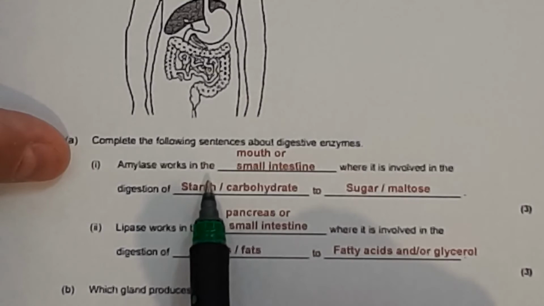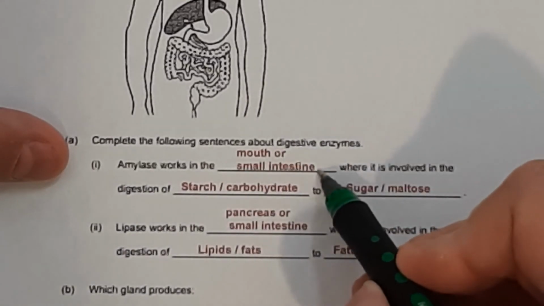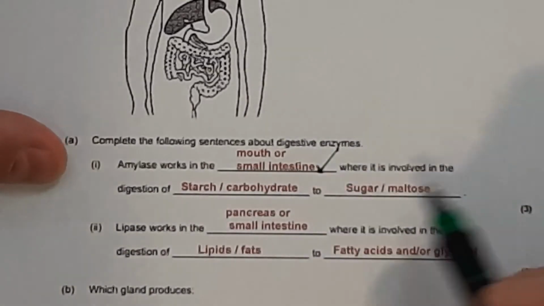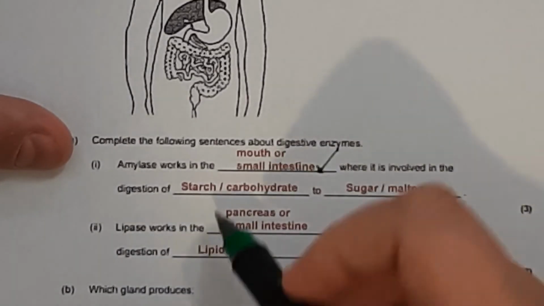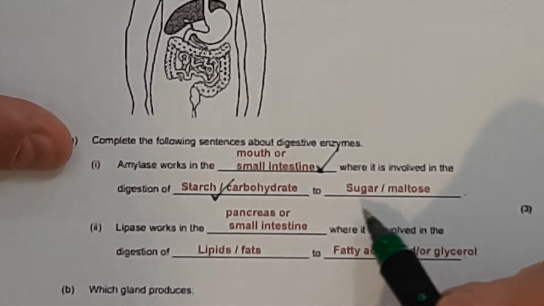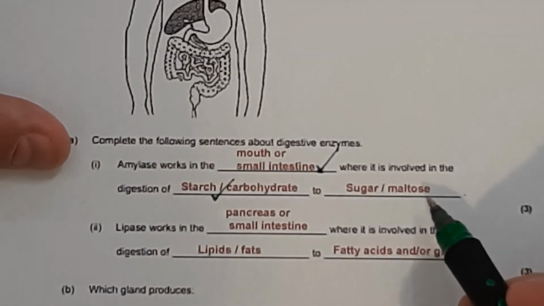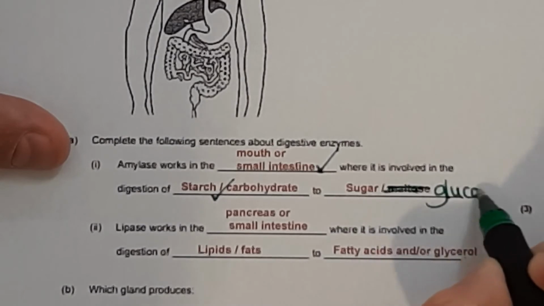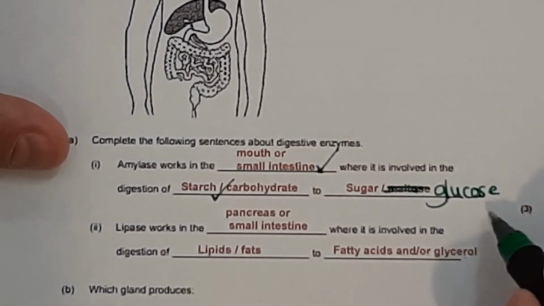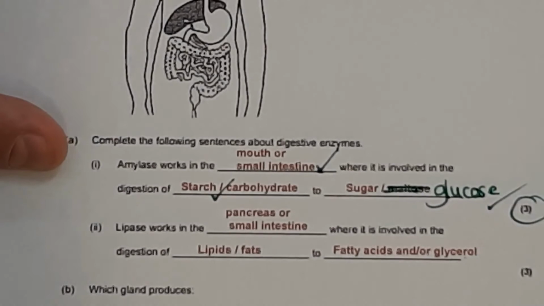Amylase works in the, so you can say mouth or small intestine, either of those is acceptable. Where it is involved in the digestion of, you can write starch or carbohydrate, either of those is acceptable. To produce sugar or glucose, again, either of those is acceptable. Okay, so there's a mark out of 3 for that one.